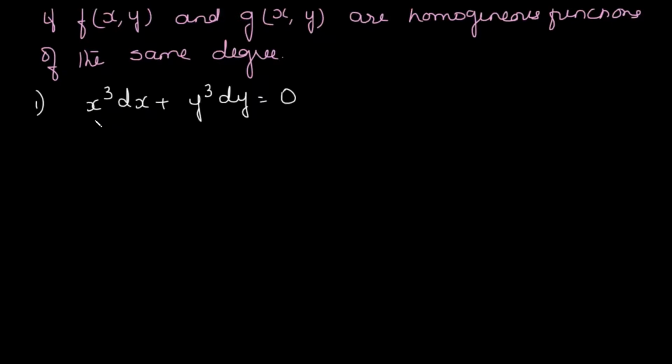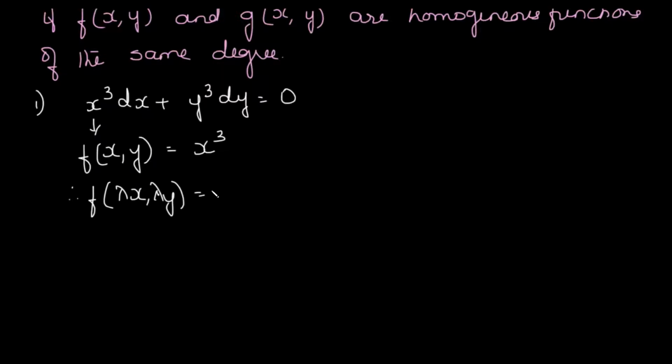Suppose f(x,y) is x cube. So we put f(x,y) is equal to x cube, and therefore f of lambda x, lambda y becomes lambda cube x cube, which is lambda cube into f(x,y). So this is indeed a homogeneous function, and the degree of it is 3 because lambda cube, so degree is 3.